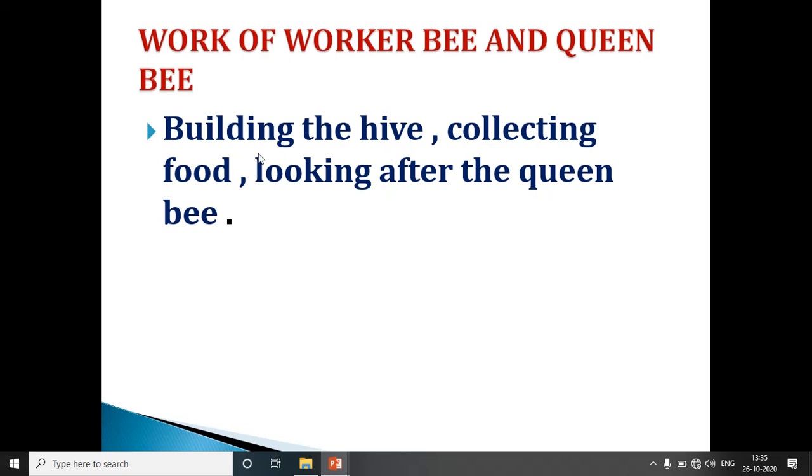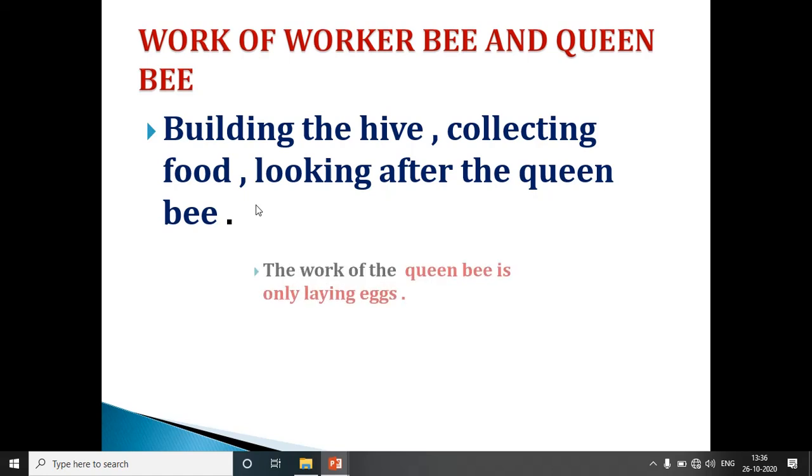Not only that, the worker bee will take care of the queen bee. So these are the works of the worker bees. What are the works of worker bees? Building the hive, collecting food, looking after the queen bee. Understood, children? The worker bee builds the beehive, collects food to eat, then takes care of the queen bee.